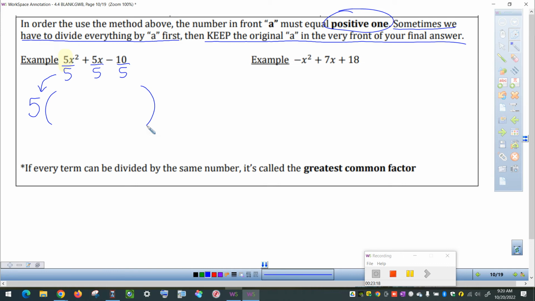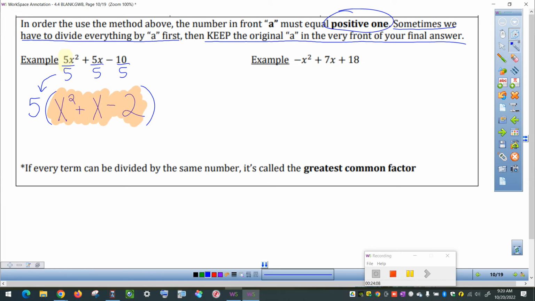The in-between step is I'm going to write the results of dividing by 5 in the big parentheses. So I'm not ready to go to two parentheses yet. I have to see what happened when I divided by 5. So what's 5x squared divided by 5? What's 5x divided by 5? It's 1x. What's -10 divided by 5? -2. Okay, so that's the result of dividing by 5. Now, keep the 5 in front. We're just going to keep it in the final answer, but we're done with it right now.